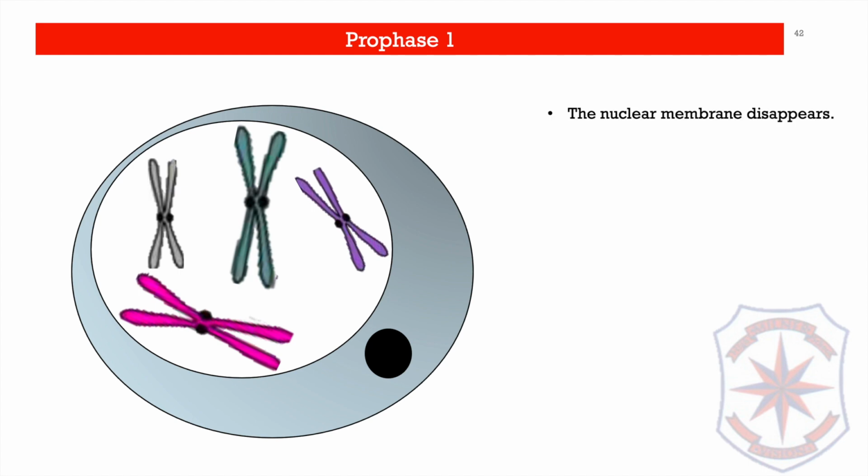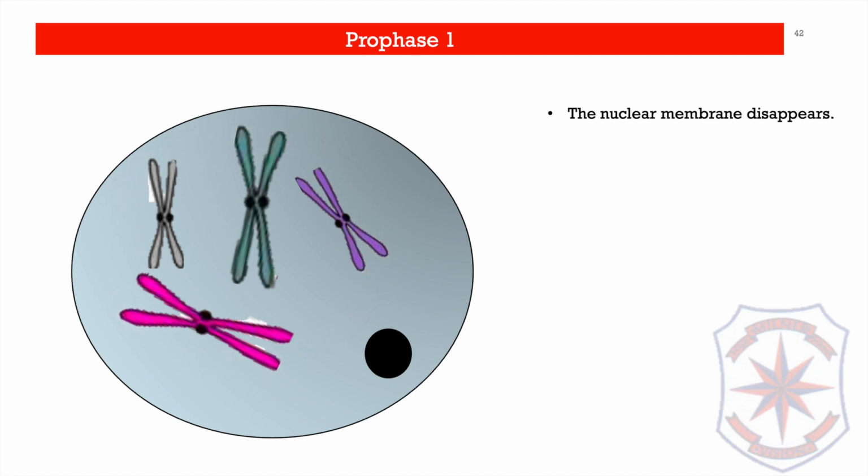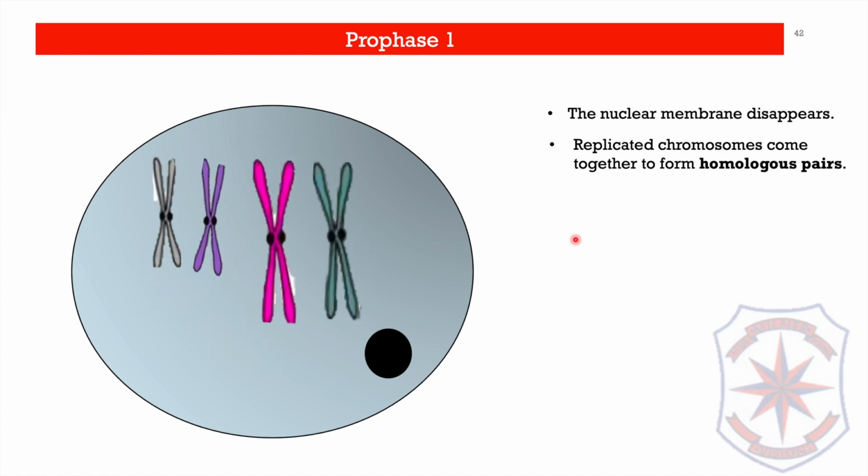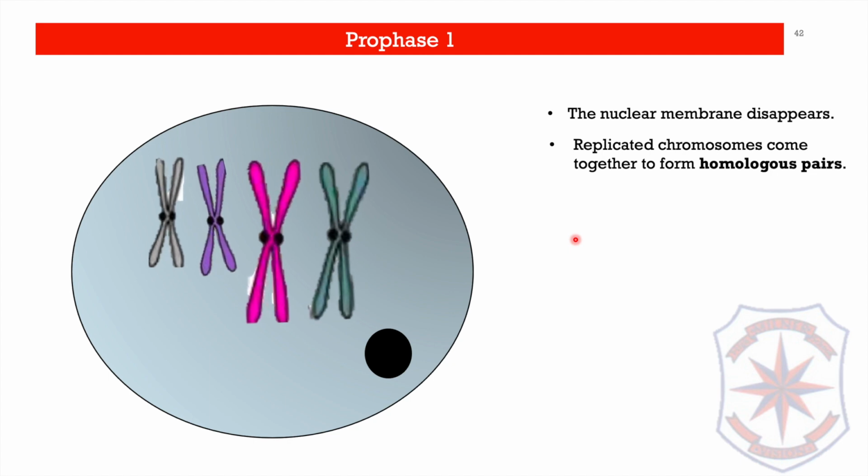During prophase 1, the nuclear membrane will disappear. So there we go, our nuclear membrane has disappeared. So now the chromosomes are just floating inside the cytoplasm. Replicated chromosomes come together to form homologous pairs. Originally, they would just be floating around the nucleus, but these replicated chromosomes will come together to form homologous pairs. There we go. Now they are in homologous pairs.